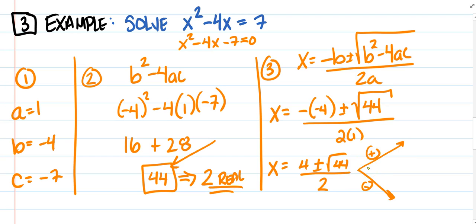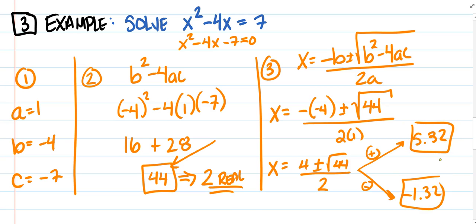So I'll do that. 4 plus the square root of 44 and then get that answer and then divide by 2. So this is going to be a value of 5.32, or 4 minus the square root of 44. I'm doing this on my calculator over here. I know you guys can't see. And then divided by 2. So this is going to be negative 1.32. So your two answers, your two real numbered solutions, are 5.32 and negative 1.32.